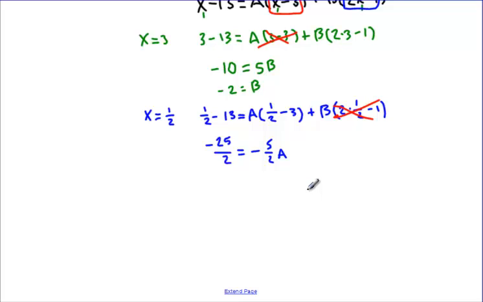And that's going to be equal to 1/2 minus 3, which is -5/2 times a. And so when you multiply both sides by -2/5, then everything cancels out, and what are you left with? A equals 5.